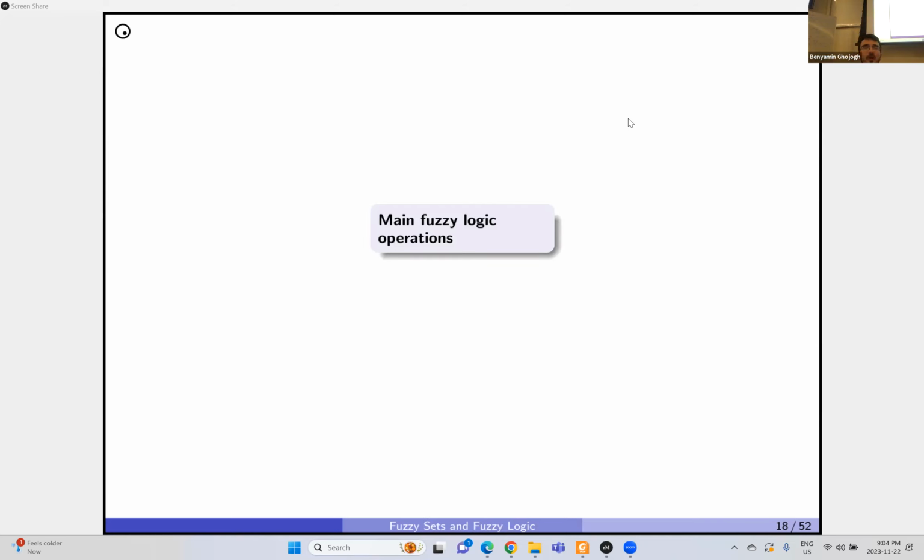Now fuzzy set is almost over. Now let's go to fuzzy logic. If we were in a crisp binary logic, I would have taught you what AND, OR, NOT, XOR are. Have you passed any course on logic?